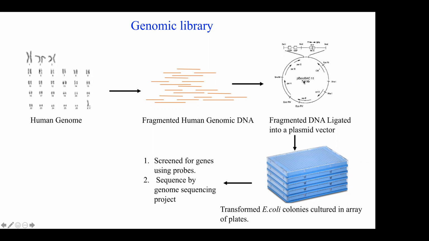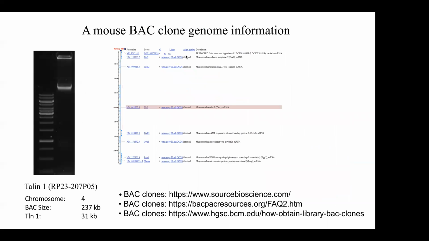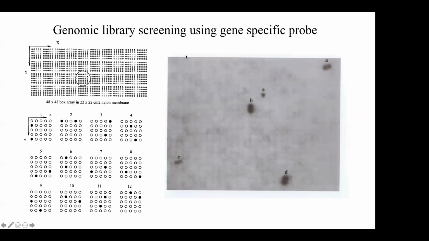Why did they give this name? Because when they break the genomic DNA, the sizes are very big, from 100 kilobase pairs to 300 kilobases. That's why, once they made this library, they called it a bacterial artificial chromosome. Once they made the library, they stamped each and every clone onto a paper.